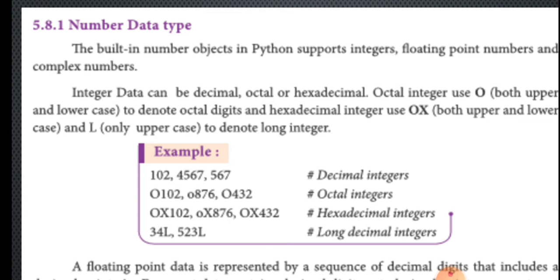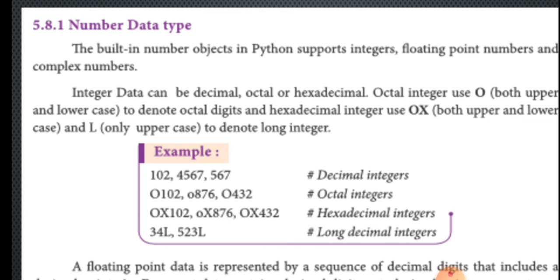0102, 0876. Here in this example we can see both a big O as well as a small o, that is, uppercase and lowercase letter O, used to identify the octal integer. Okay, so big O 102.